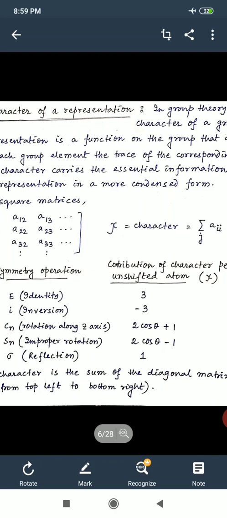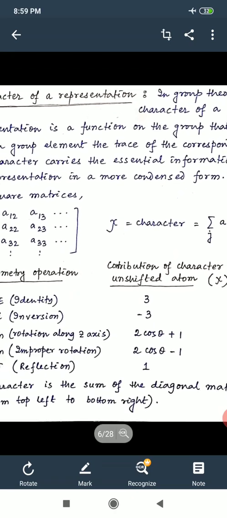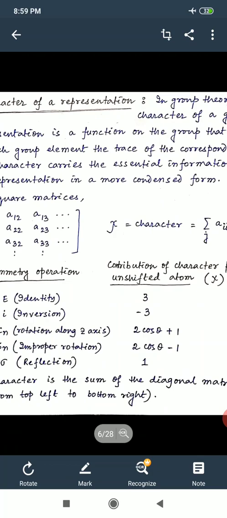And I have written here, for each symmetry operation, the value of chi, that is the value of the character. In case of identity, it is 3. In case of inversion, the value is -3. In case of CN axis, the value is 2 cos theta plus 1. For SN axis, it is 2 cos theta minus 1. And in case of the sigma plane, the value of chi is +1.